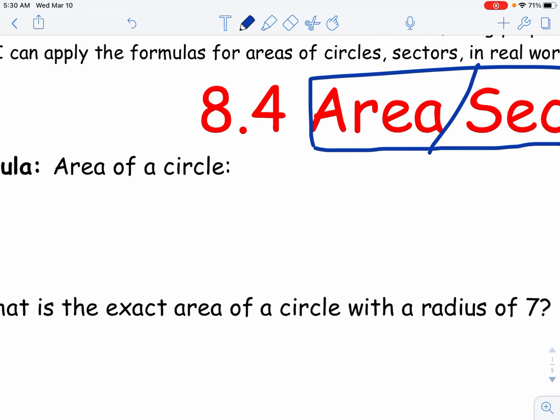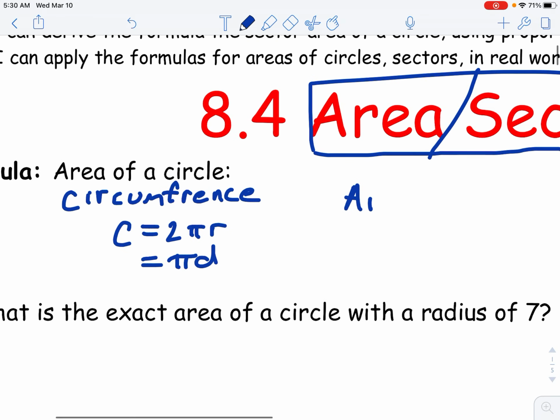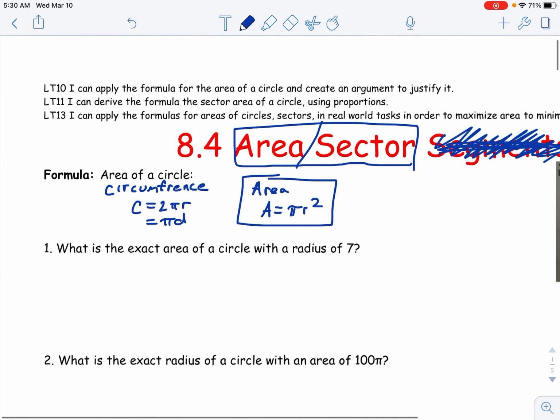Anywho, what's the area of a circle? First off, remember circumference. There's no excuse. You have to know that circumference is 2 pi r, or pi times diameter. All right, area, you cannot confuse these. These are not interchangeable. That's not allowed. Area, it's A equals pi r squared. All right, we got to know that. No excuses. So what is the exact area of a circle with radius 7? Literally just do area pi 7 squared, and then 7 squared is 49, and you keep the pi.